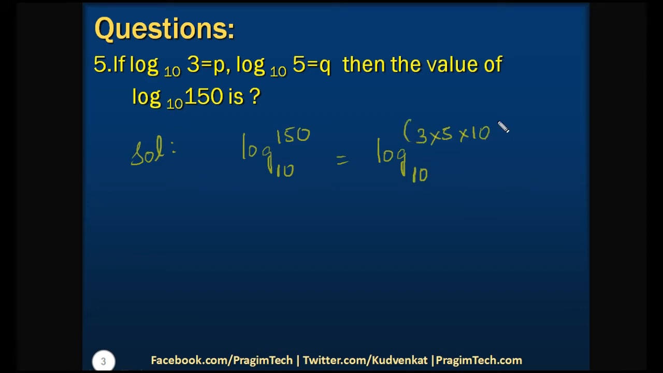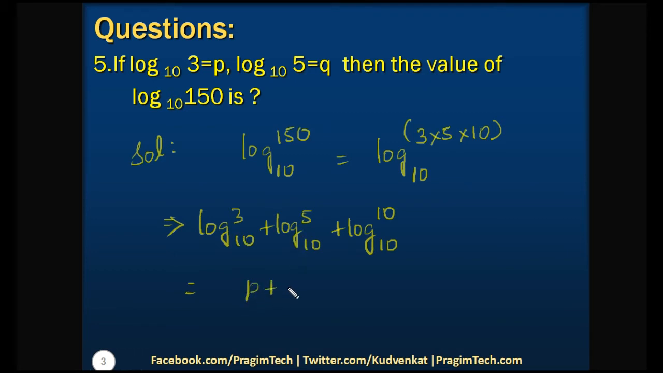Let me keep it in brackets. So this we can write it as, from the properties, log 3 to the base 10 plus logarithm of 5 to the base 10 plus logarithm of 10 to the base 10. So this is equals to, as you know from the question, we can write it as p plus this value is q plus log 10 to the base 10 value is 1. Therefore it is p plus q plus 1.